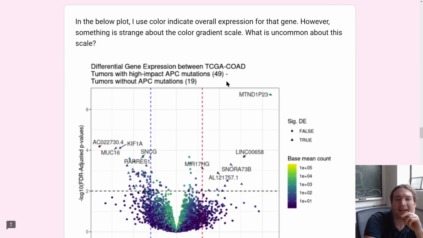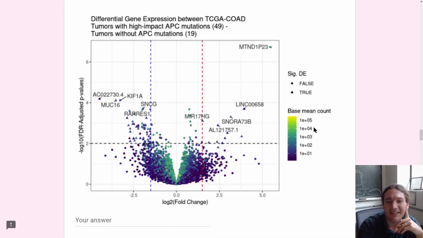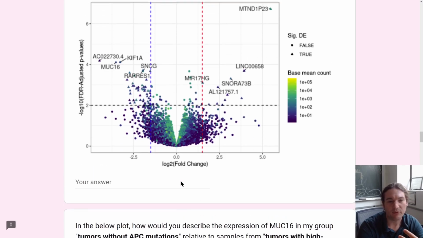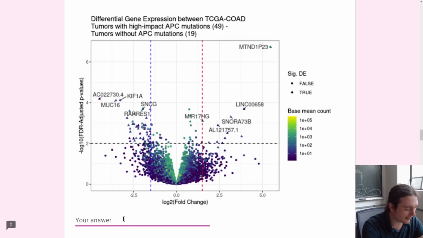In the following plot, I use color to indicate overall expression for the gene. However, something is strange about the color gradient scale. What is uncommon about this scale? I can see that it is going up by powers of 10, which means it's going up, like this. A very, very fast trend.